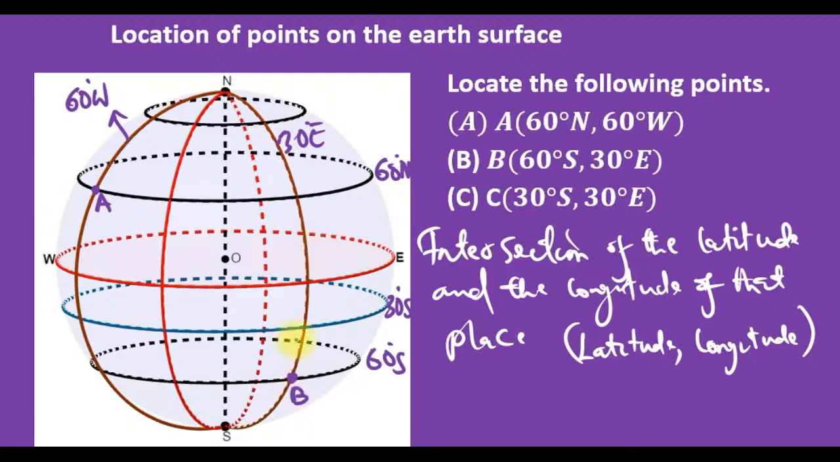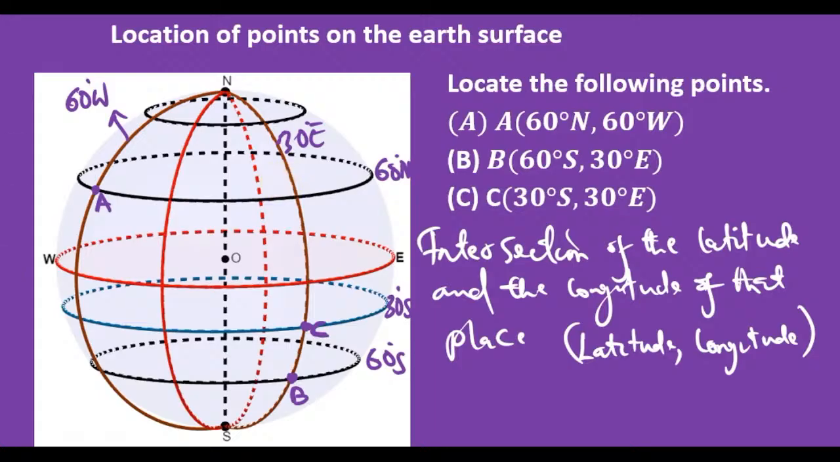As you can see, it's very simple to locate a point. C is 30 south and 30 east. So this is my 30 east, while this is my 30 south. So this is point C. It's very easy for us to locate points. Once you know the longitude and latitude, the point of intersection becomes the place we are looking for.